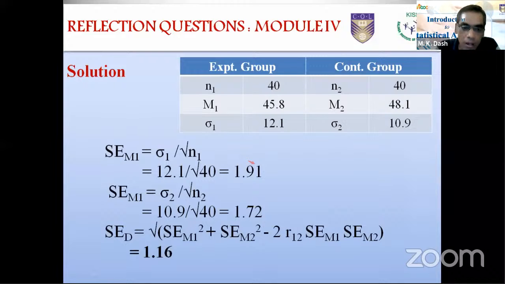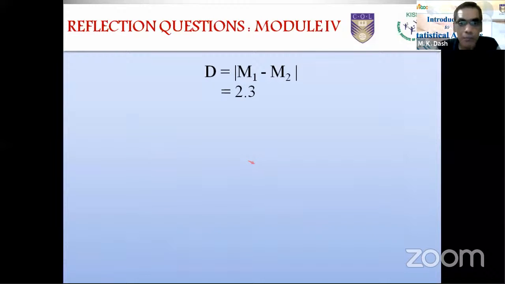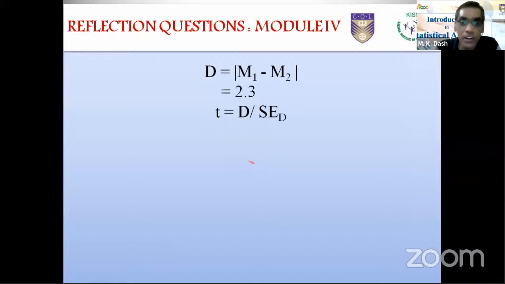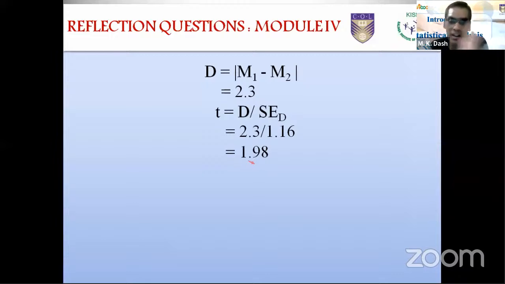Now, what is the difference? M1 minus M2 is the difference, 2.3. Find out the T value: D by the standard error of difference, already known to us. So it comes around 1.98. Those who have already done it, kindly match your answer. Maybe there is a difference of 0.01 or 0.001 because somewhere you have rounded it and somewhere I may not have. If there is a difference of 0.01, it doesn't matter, but a major difference should not be there.